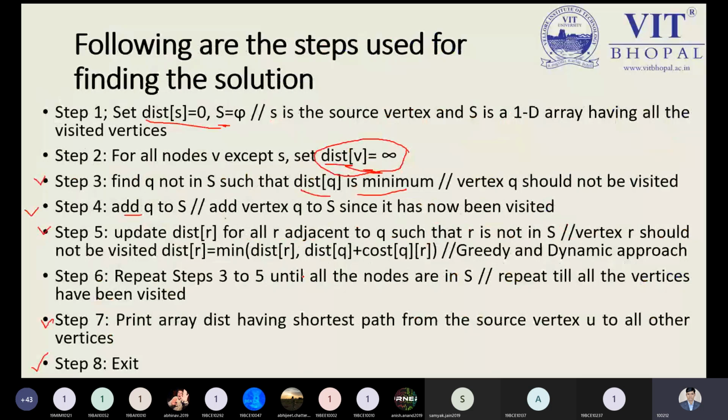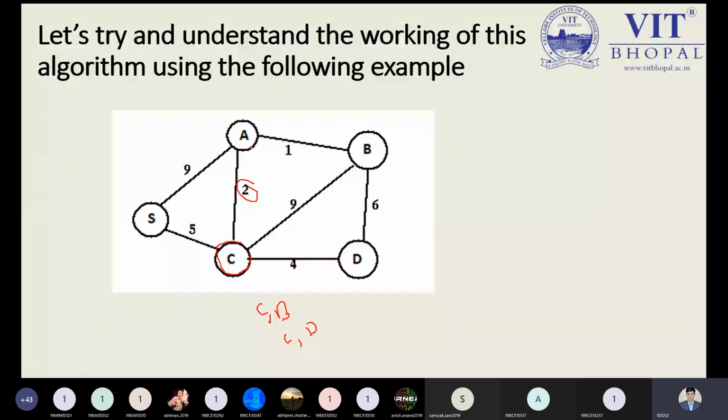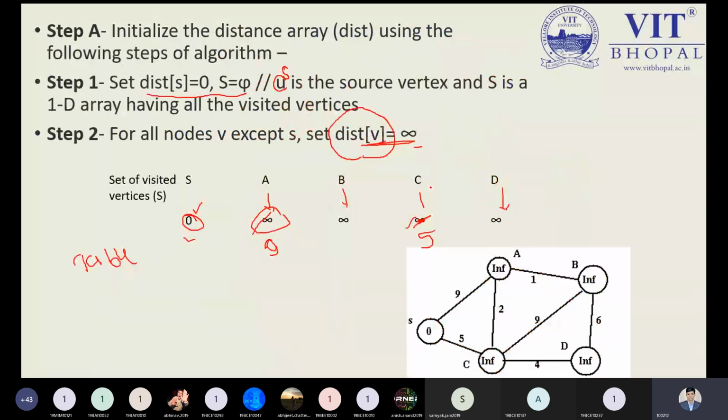Okay, now A is not directly connected to D. A is directly connected to B, so we will compute only A comma B. We will not compute A comma D because it is not connected directly. So this is the point, that's why we have done it over here.